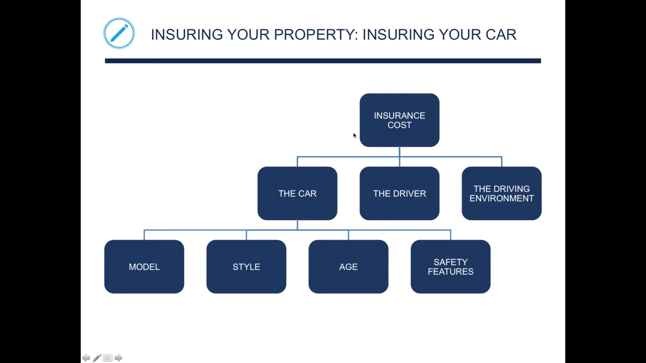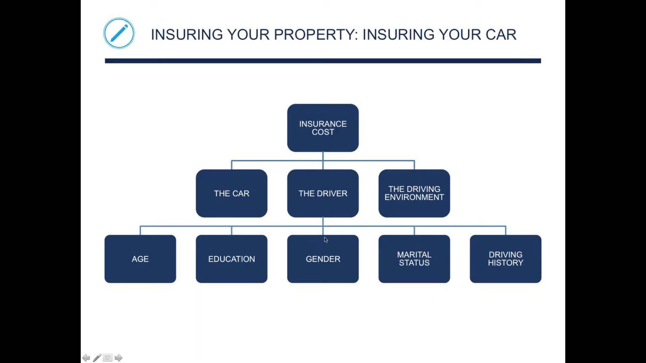So here you have the insurance cost. And then as a subset of that, the car, the driver, and the driving environment. As far as the car is concerned, what's important is the model, style, age, and safety features of the car. As far as the driver is concerned, you have age, the education.